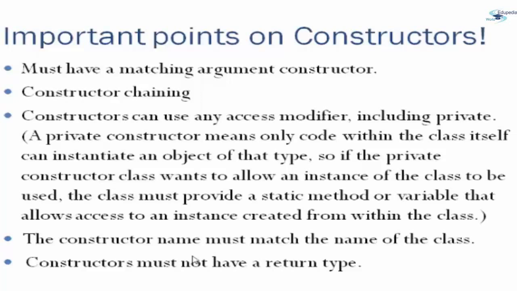A constructor can use any access modifier, including private. So yes, a constructor can be private also. A private constructor means only code within the class itself can instantiate an object of that type. So if the private constructor class wants to allow an instance of the class to be used, the class must provide a static method or a variable that allows access to an instance created from within that class. So in order to explain that point, I'm again going to show you an example.